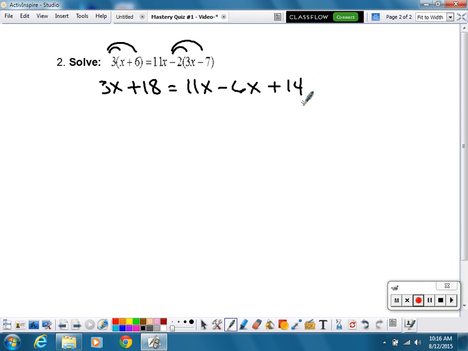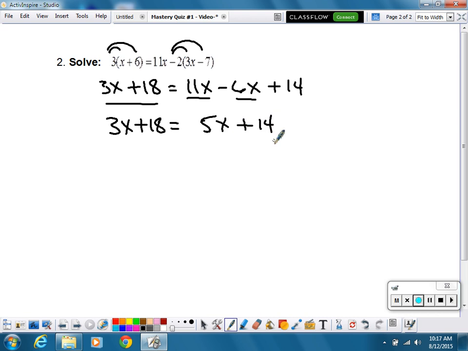If you're getting this problem wrong, that might be a place where you want to double check your multiplying with that negative in there. Again, I want to look at both sides of the equation to see if there's anything I can combine. Nothing to combine over there on the left, but on the right I'll notice I have 11x minus 6x, so I can combine them. So I will leave the left side alone. 11x minus 6x will give me that 5x plus my 14.